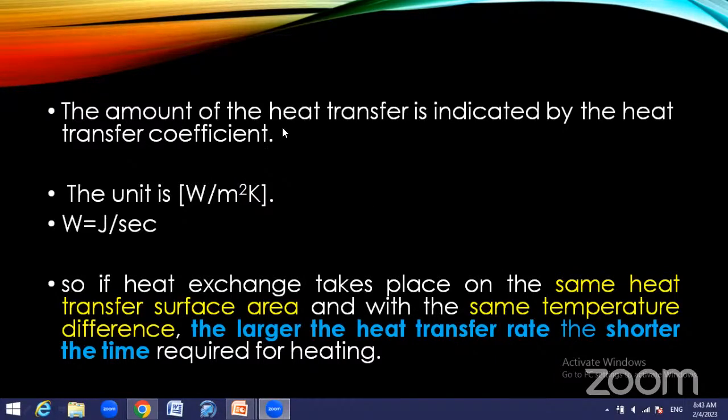That's all. Okay, now. So this is what is indicated by the heat transfer coefficient. So the unit is watt per meter square Kelvin. So if heat exchange takes place on the same heat transfer area with the same temperature difference, larger will be the heat transfer rate and shorter will be the time. So this is the reason why we go in for steam to be the working fluid rather than so many fluids that are available. But the reason is the heat transfer rate will be larger with the shorter time.